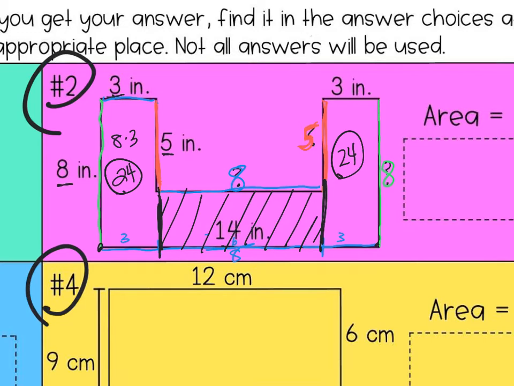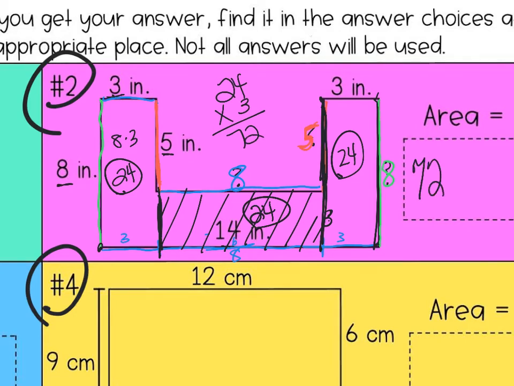So I remember it's an 8, but I'm not for sure about the height. Well, the top part was 5. The whole length on the other side is 8. So this one is 3. So 8 times 3 is 24. So they all have an area of 24. So if I take 24 times 3, or 24 plus 24 plus 24, I get 72. So 72 inches squared.